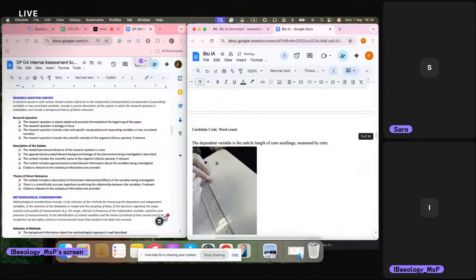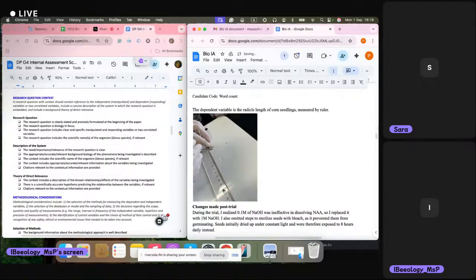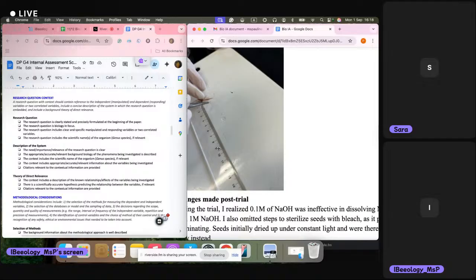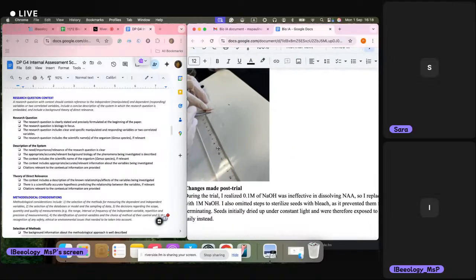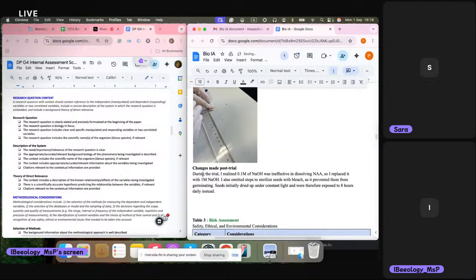All right. And then the dependent variable is the radicle length. Measured by the ruler. This is the ruler that you used. And it is in centimeters, I suppose. Is it centimeters or millimeters? Yeah, centimeters. All right. Changes made post trial. During the trial, I realized 0.1 mole of sodium hydroxide was ineffective. So I replaced it with 1 mole. I also omitted steps.